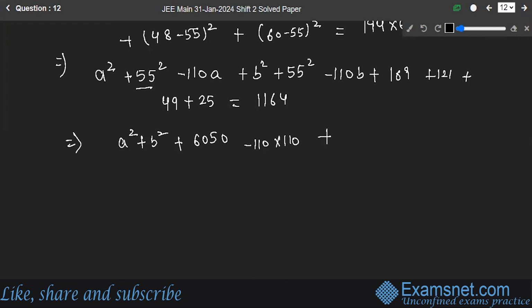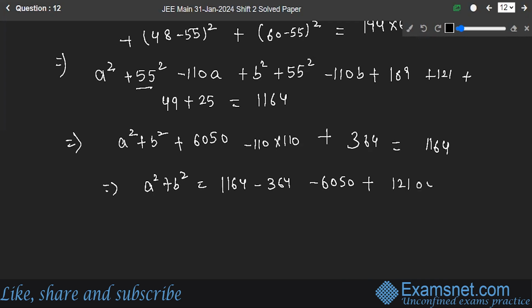So this thing plus, that's going to give you, and let's add all of them, 364 is equal to 1164. This gives me A square plus B square is equal to 1164 minus this minus 6050 plus 12100. On solving this whole thing, you will get 6850. This is the value for A square plus B square.